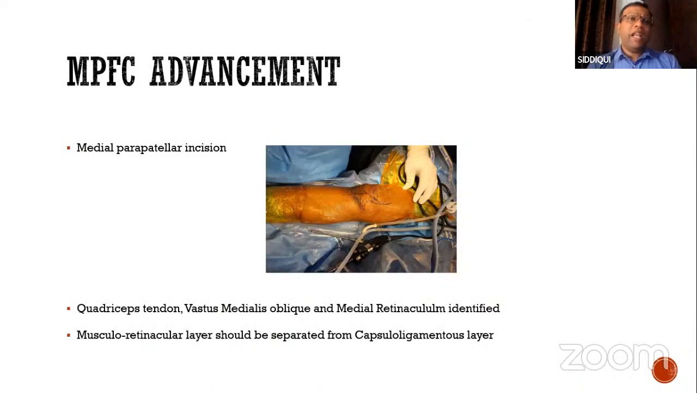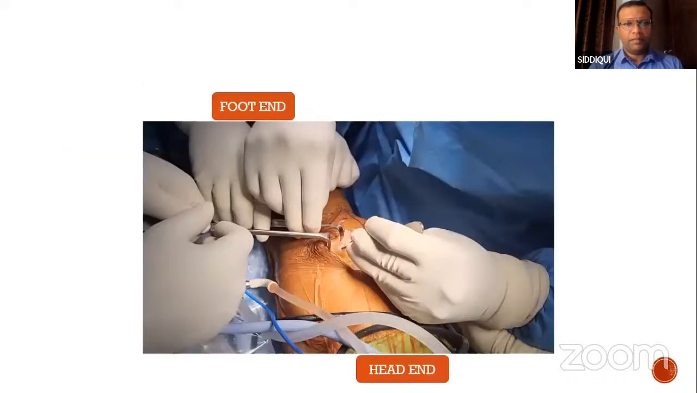So we went ahead with the medial patellofemoral complex advancement. Our medial parapatellar incision was given. After the incision, 3 structures were identified: quadriceps tendon, vastus medialis oblique muscle, and medial retinaculum. The musculoretinacular layer should be separated from the capsulo-ligamentous layer. That is the next step.